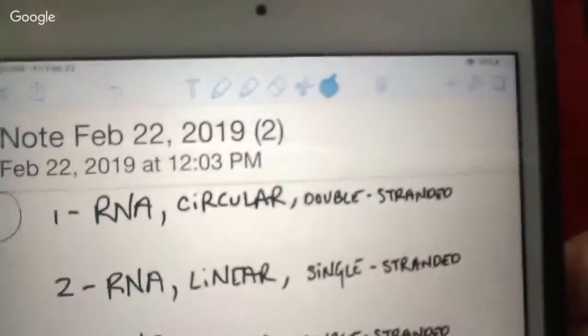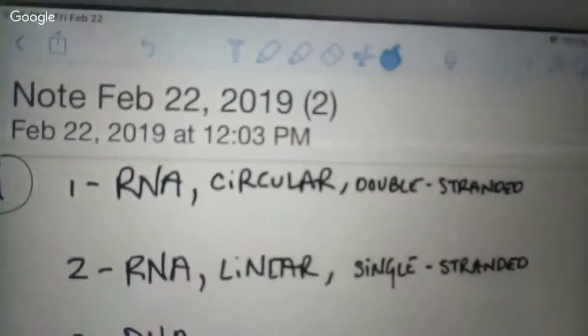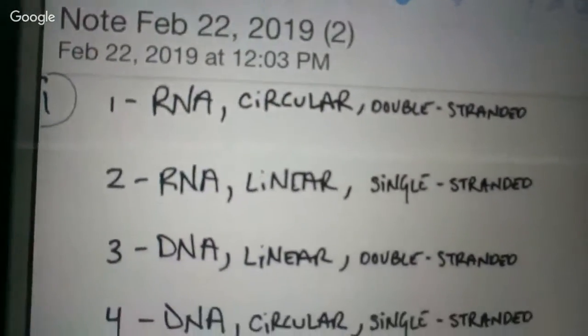So for 1, these are our answers. For the first one, we got that it's RNA, it's circular, and it's double-stranded. On the second one, we got RNA, linear, and single-stranded. On the third one, we got DNA, linear, and double-stranded. And on the fourth one, we got DNA, circular, and single-stranded.